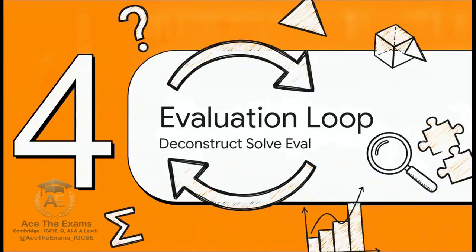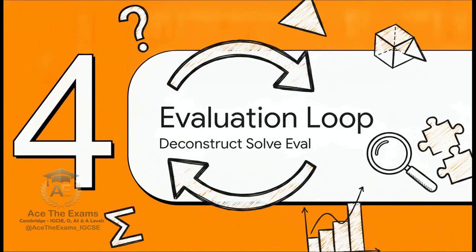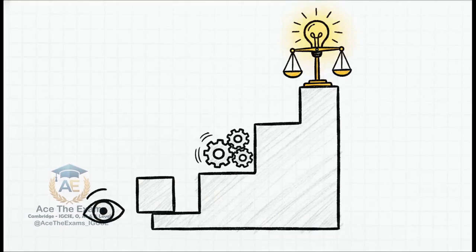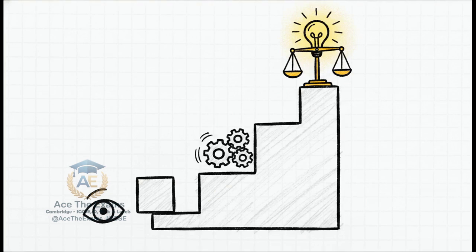Which brings us to section 4, the evaluation loop. Deconstruct, solve, evaluate. This is the exact blueprint top-tier candidates use to crush the most brutal, higher-order questions on the paper. Let's break down how this framework constructs an airtight mathematical argument. Securing those top marks takes way more than just isolating X. You have to navigate this higher-order framework.